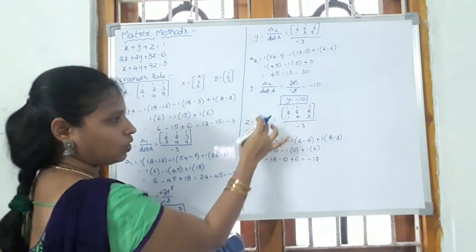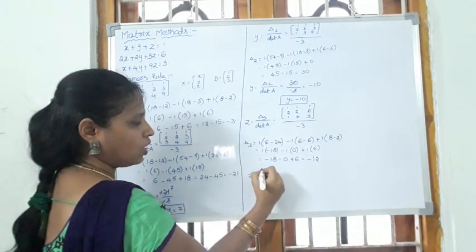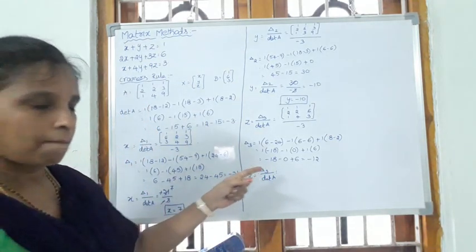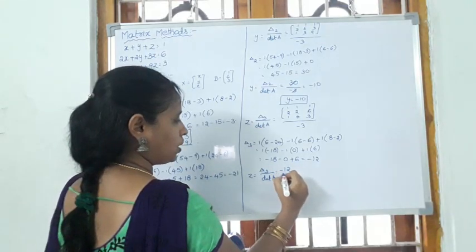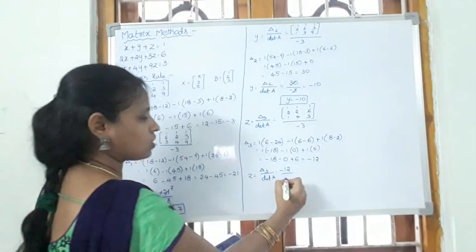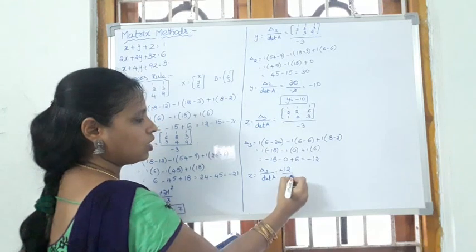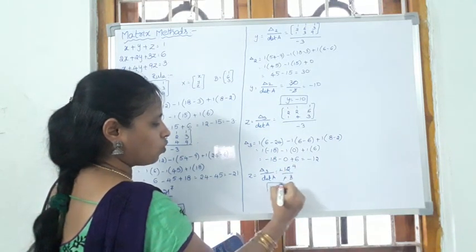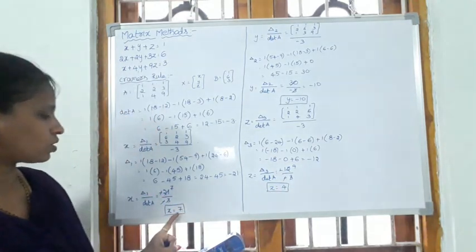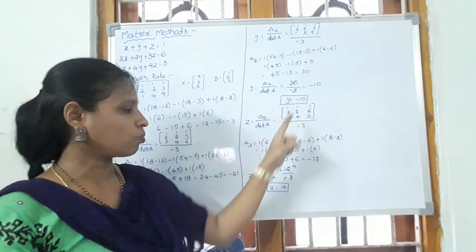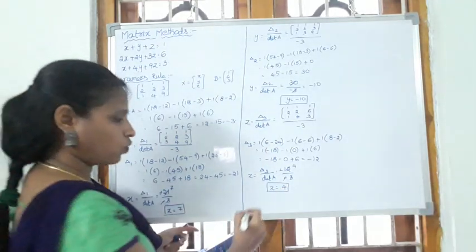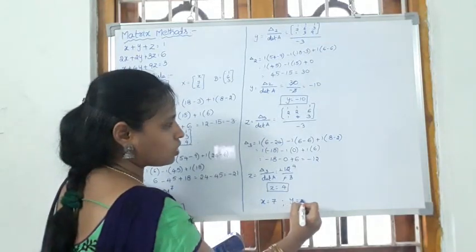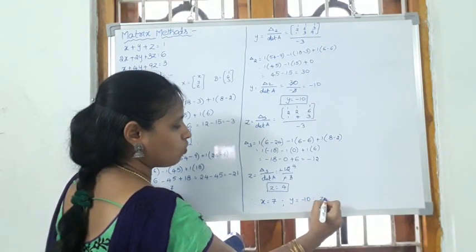Substitute the delta 3 value here. So z is equal to delta 3 by determinant A. The delta 3 value is minus 12, and the determinant A value is minus 3. So minus minus gets cancelled. 3 goes into 12 four times. Therefore z is equal to 4. These are the three variable values: x is equal to 7, y is equal to minus 10 and z is equal to 4.